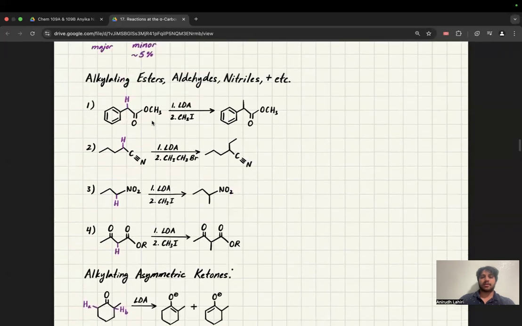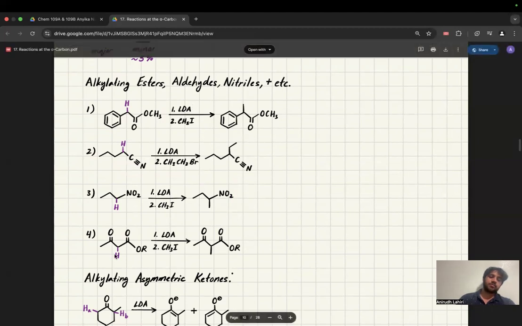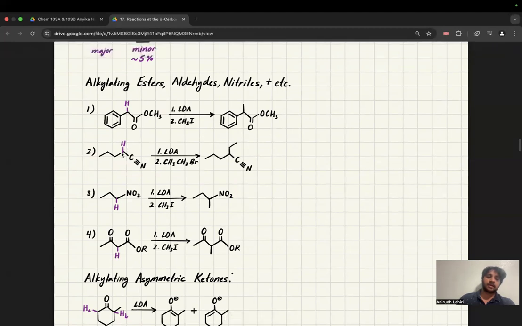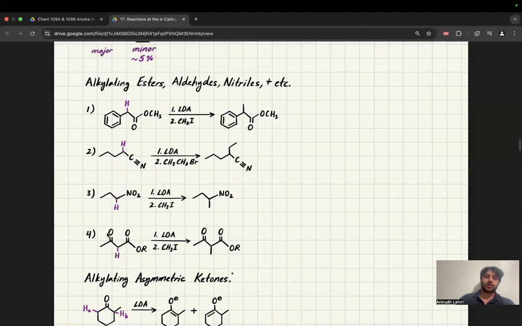Okay, alkylating esters, aldehydes, nitriles. So it's exactly what you expect. These reagents will remove the most acidic hydrogen. And in this case, here we have resonance here and here. Here we have resonance goes here, kicks this up. Here, resonance withdrawing group. Here, resonance both ways.